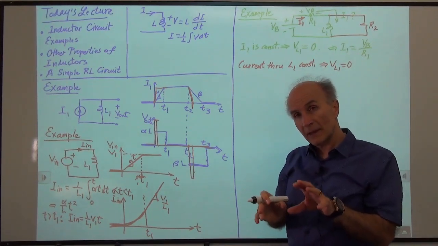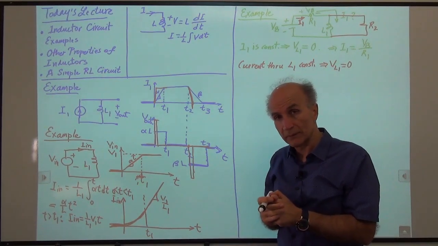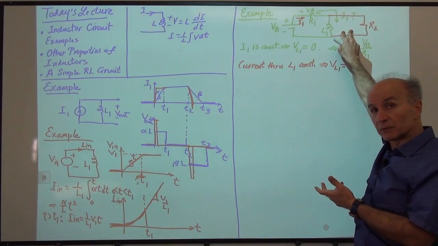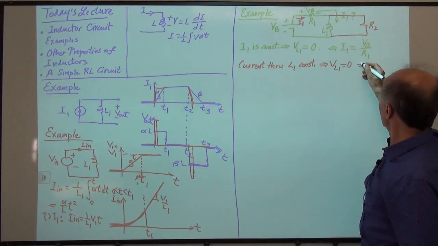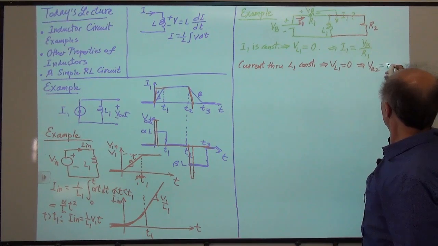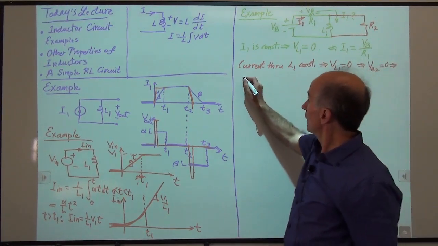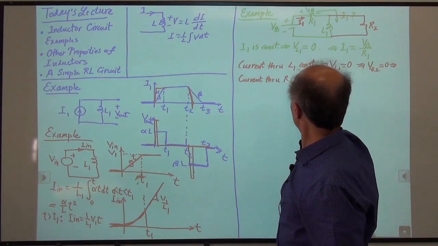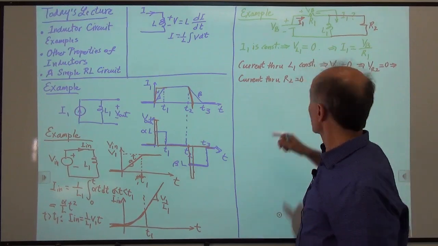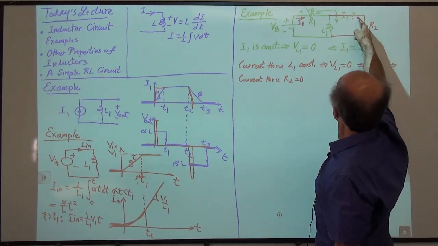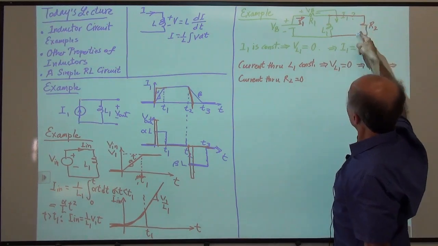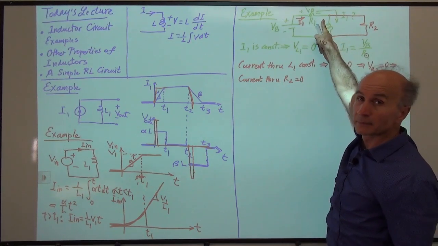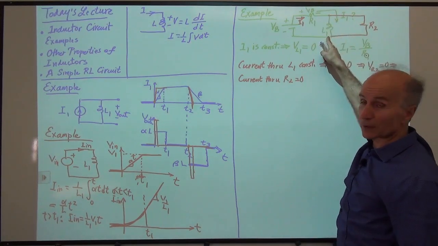If the voltage across the inductor is 0, how much is the voltage across R2? Well, that's also 0. They're in parallel. So then how much is the current through R2? That's also 0. So we say VR2 equals 0, which means current through R2 is 0. So this current is 0, this current is 0. Okay, if the current through R2 is 0, and this current I1 is coming in, where would it go? It cannot go this way. It has to go through the inductor.